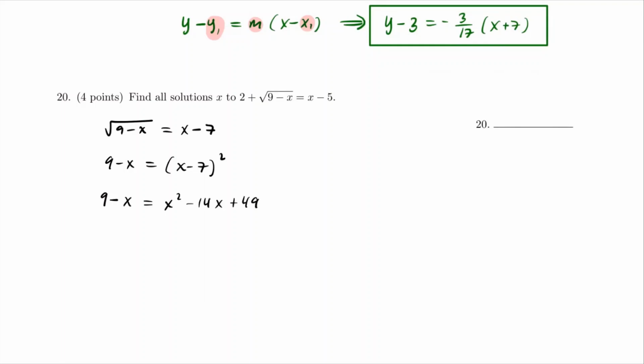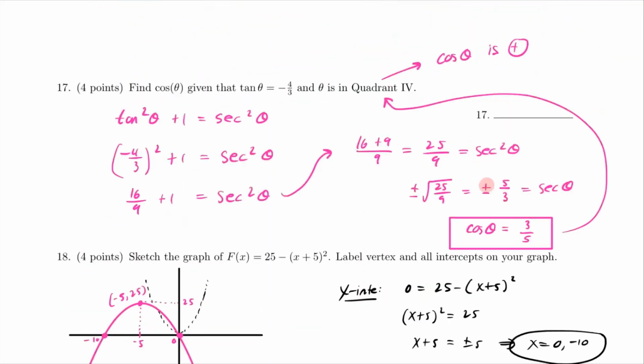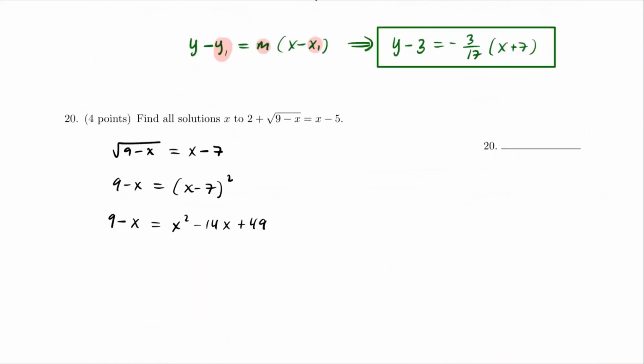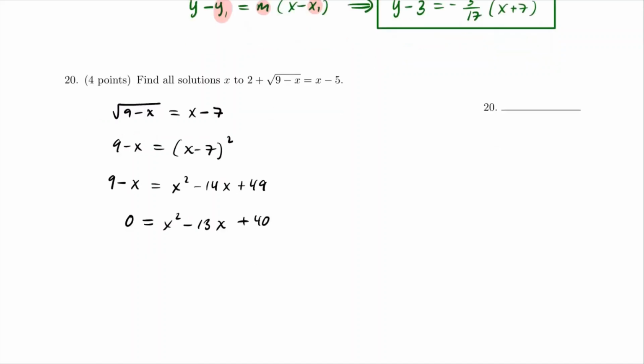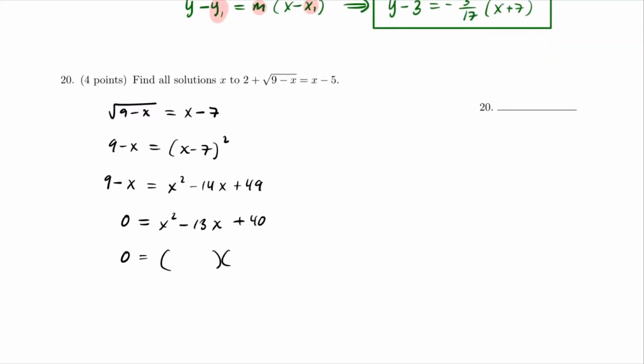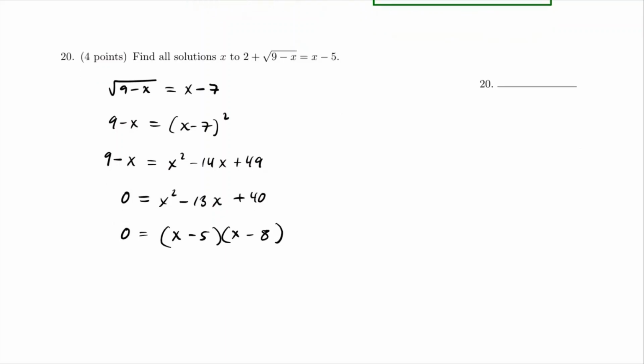And now set it to 0. Move everything to one side and set it equal to 0. And maybe we can try to factor it. So 0 is equal to x squared. Add x to both sides, so that's negative 13x. Minus 9 from both sides, that's positive 40. And now we can try to factor this. So this is going to be (x minus 5)(x minus 8). That will do. So our values for x would be 5 and 8.